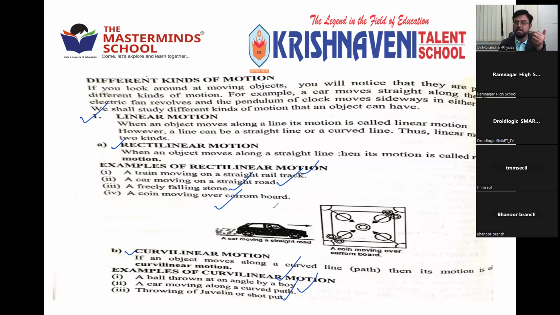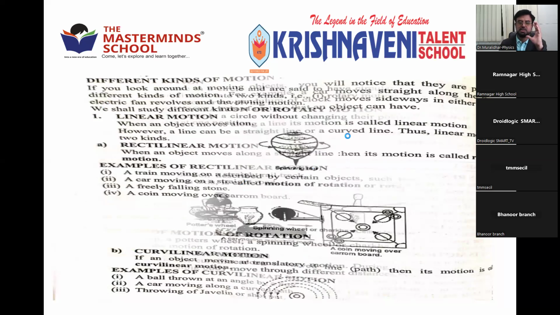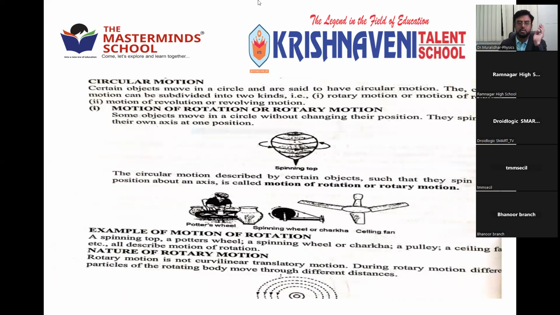So both come under linear motion. In both cases, all the particles move in the same direction, but one moves in a straight line, the other moves in a curved path. Right? This is completely about linear motion.